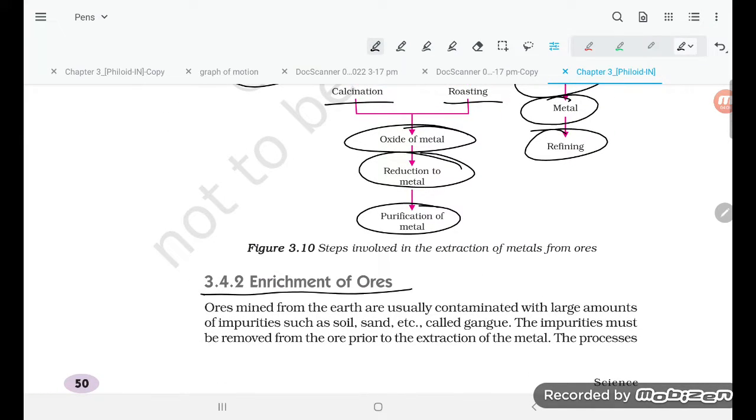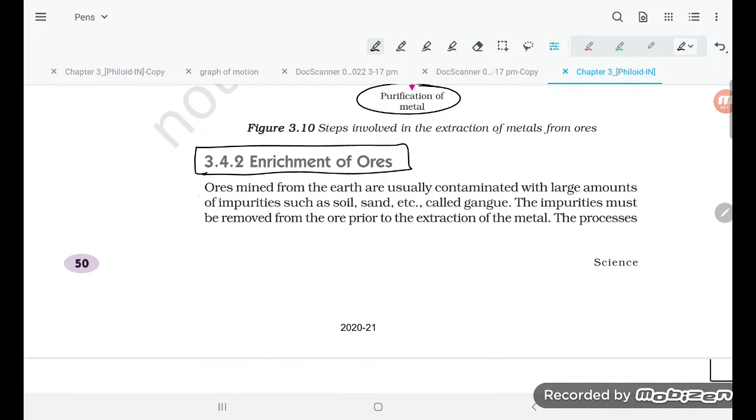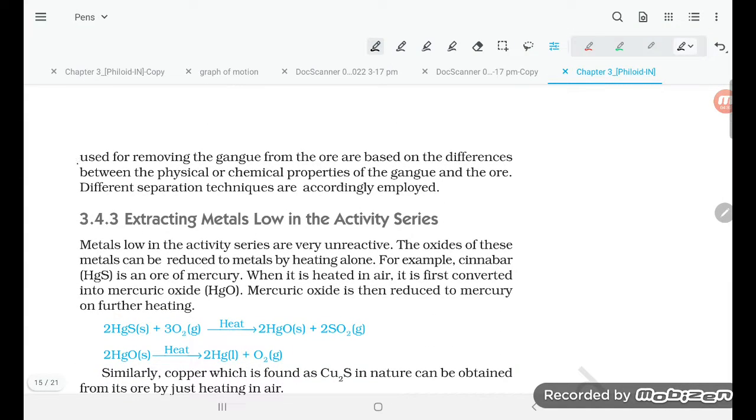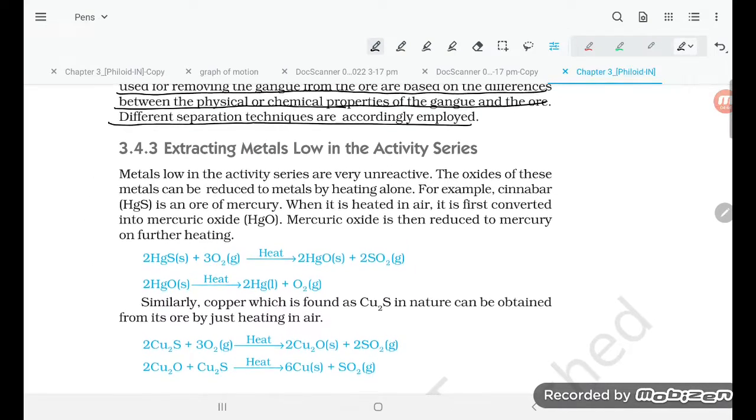Okay. So enrichment of the ore, that is, concentration of the ore. Ores mined from the earth are usually contaminated with a large amount of impurities such as soil, sand, etc., called the gangue. The impurities must be removed from the ore prior to the extraction of the metal. The processes used for removing the gangue from the ore are based on the differences between the physical or chemical properties of the gangue and the ore. Different separation techniques are accordingly employed.